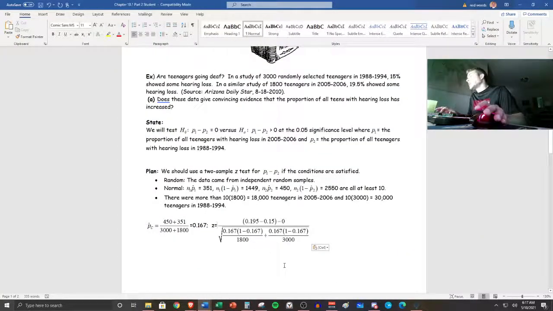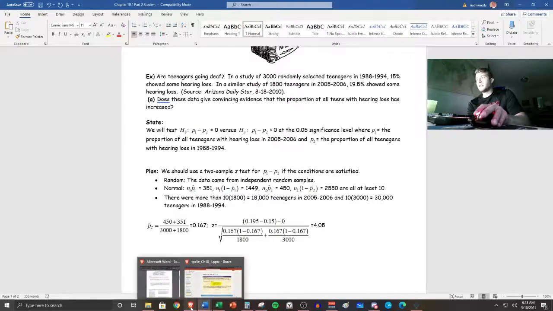So if you need to take a moment, pause the video to write that down, you can. But we get 4.05. Now that is a huge Z, right? That is a very large Z score. That's going to be pretty significant there. The change, okay, that's several Z scores above.